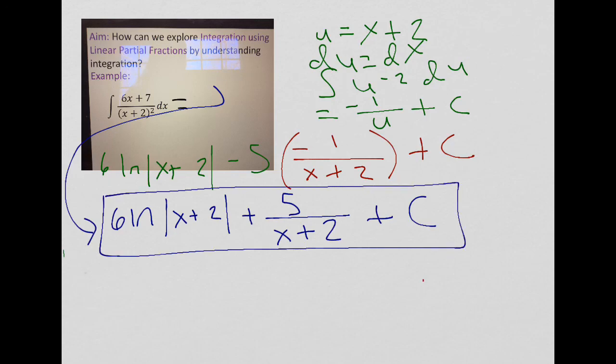Okay, so hopefully you get a good grasp on using partial fractions with integration. Good luck.